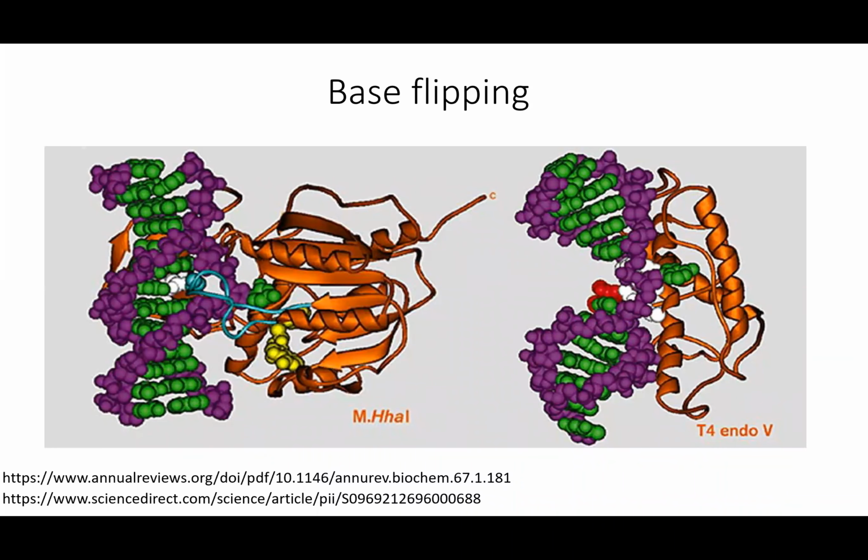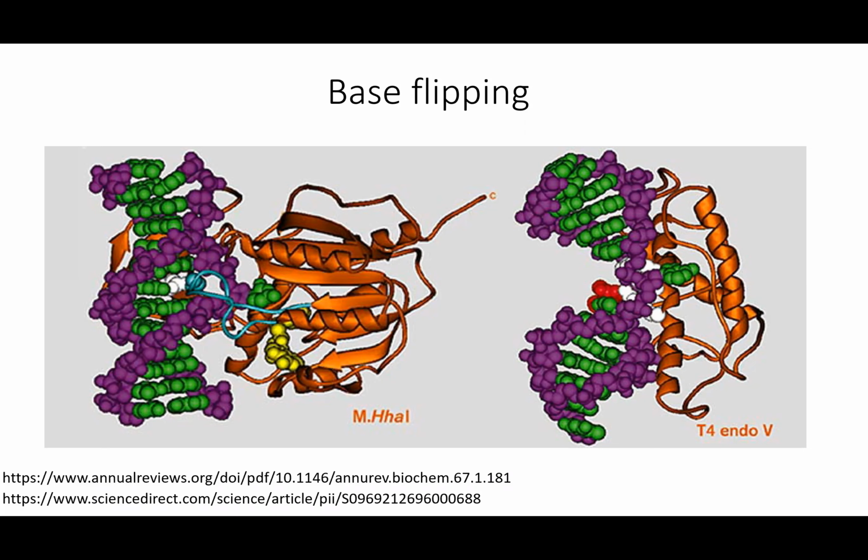Okay. Now we have base flipping, and these are specific proteins that will bind to DNA in the major groove as well. What happens is you have a target base, and it's going to be rotated completely out of the double helix. So you're going to be breaking those Watson-Crick base interactions and rotating it all the way out.